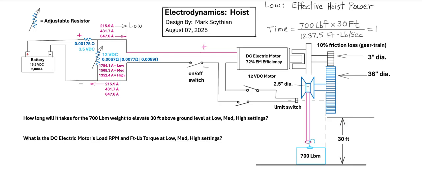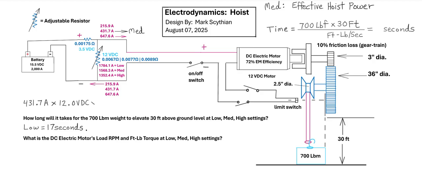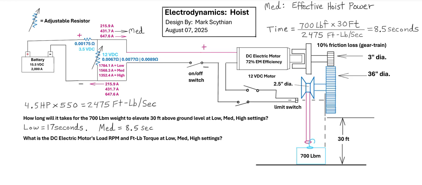So then we have a calculation of 17 seconds, the time it takes the hoist to lift the weight at its low setting. So we can then continue the same method of calculation to solve for the medium setting. And so we calculate 8.5 seconds to lift the weight or the object, the 700-pound object at medium setting.